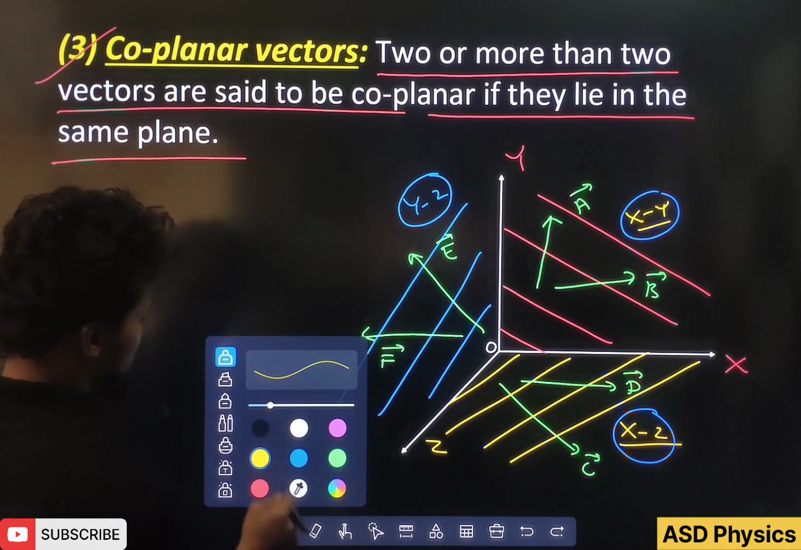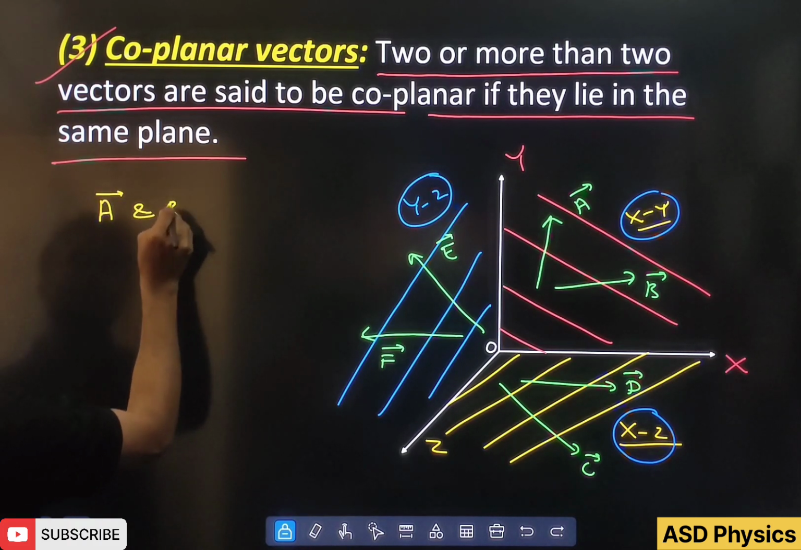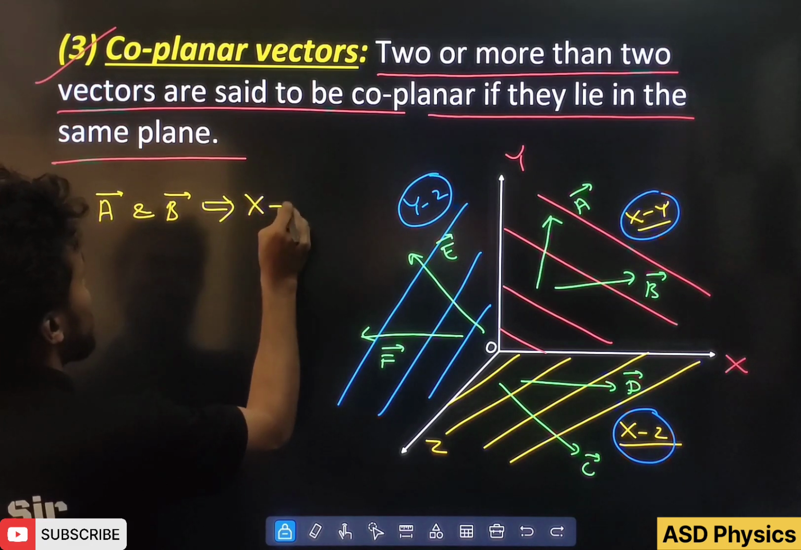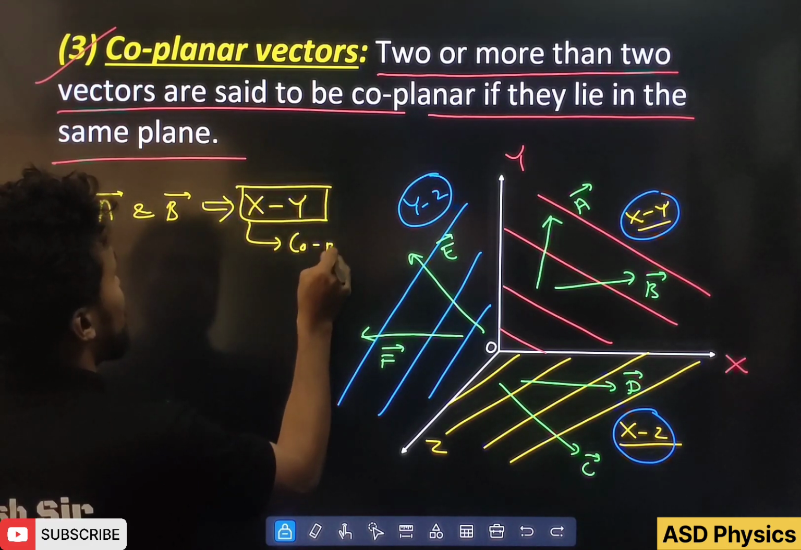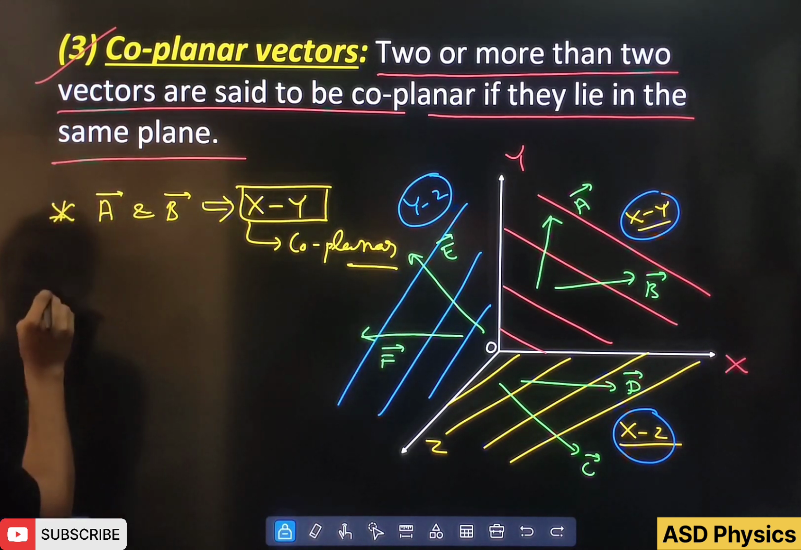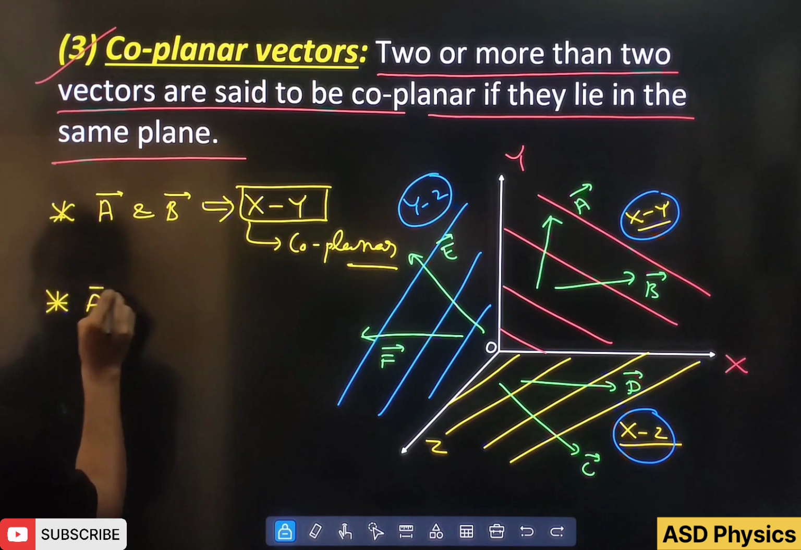Now, students, if I talk about vector A and vector B, in which plane are they lying? The XY plane. That means they are co-planar. Similarly, after that, if I talk about vector A and vector C.